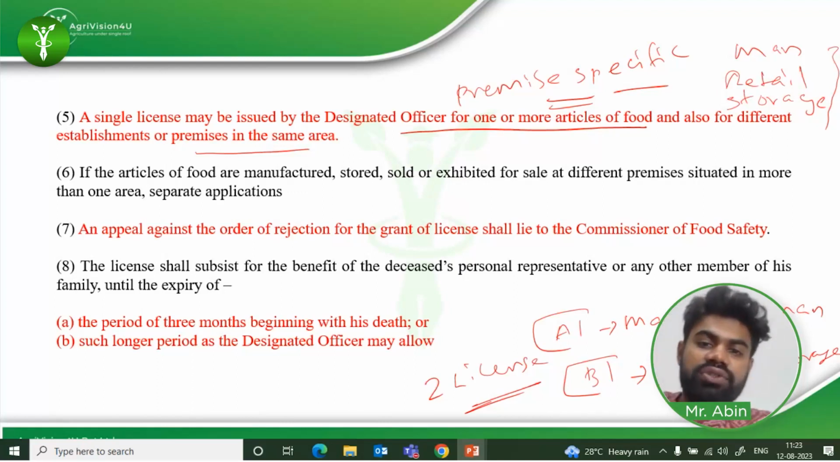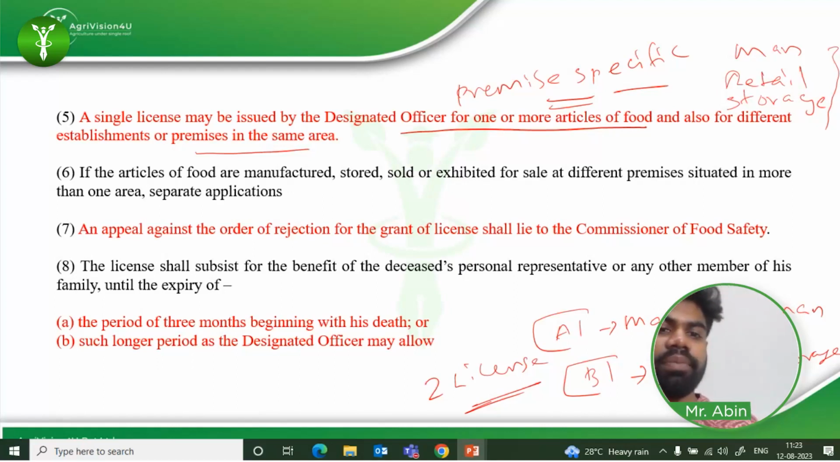If the articles of food are manufactured, stored, sold, or exhibited for sale at different premises situated in more than one area, separate applications will be made. An appeal against the order of rejection for the grant of license shall be made to the Commission of Food Safety. And if there is the death of a person, the FBO, then after 3 months other persons can take the responsibility. They can also apply for that, naming and all. They can do it after 3 months.